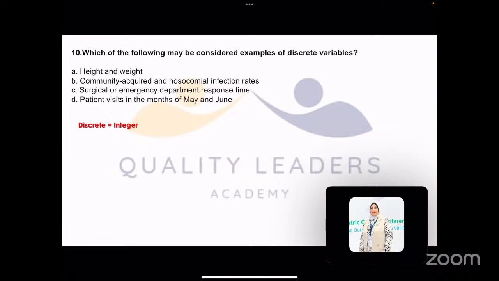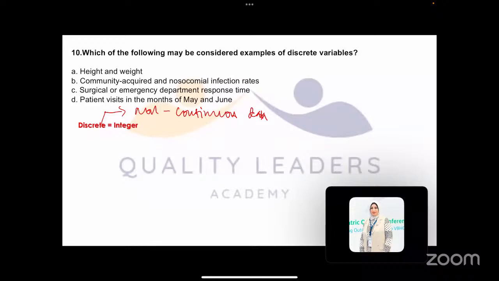Discrete data is non-continuous data. So what's the answer here? Letter D. Patient visits in the months of May and June. Non-continuous data is a qualitative data.